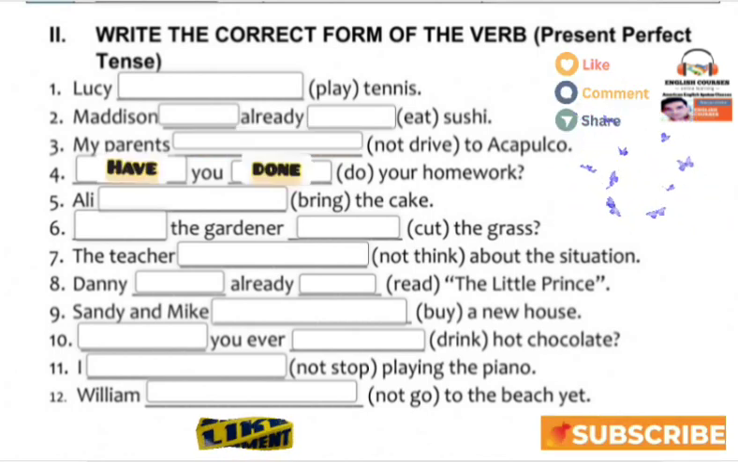Question number 4, you. The subject of the sentence is you. If the subject of the sentence is I, we, you and they, we use have. Have plus the third form of the verb. This is the present perfect tense.